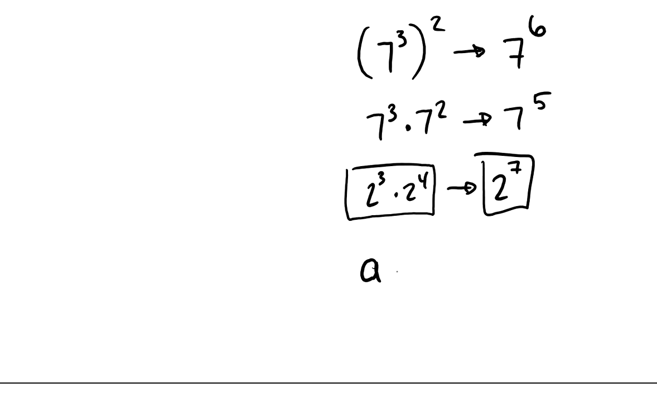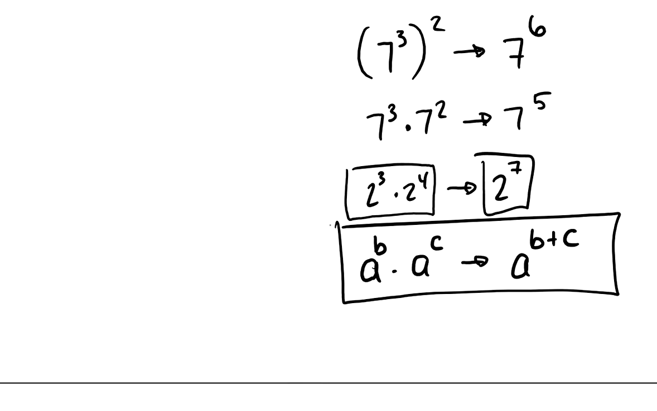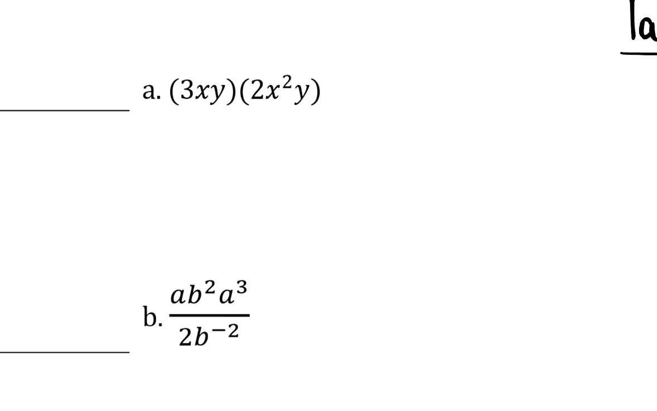If I have any base that's the same, and I'm raising one of those bases to the b power and one of them to the c power, this is always going to be a raised to the b plus c power. In other words, when I'm multiplying identical bases, I end up adding the exponents. So a to the b times a to the c is a to the b plus c. So this is one of the laws of exponents, and you need to look up the rest of them in your book and get familiar with them because these aren't going away.